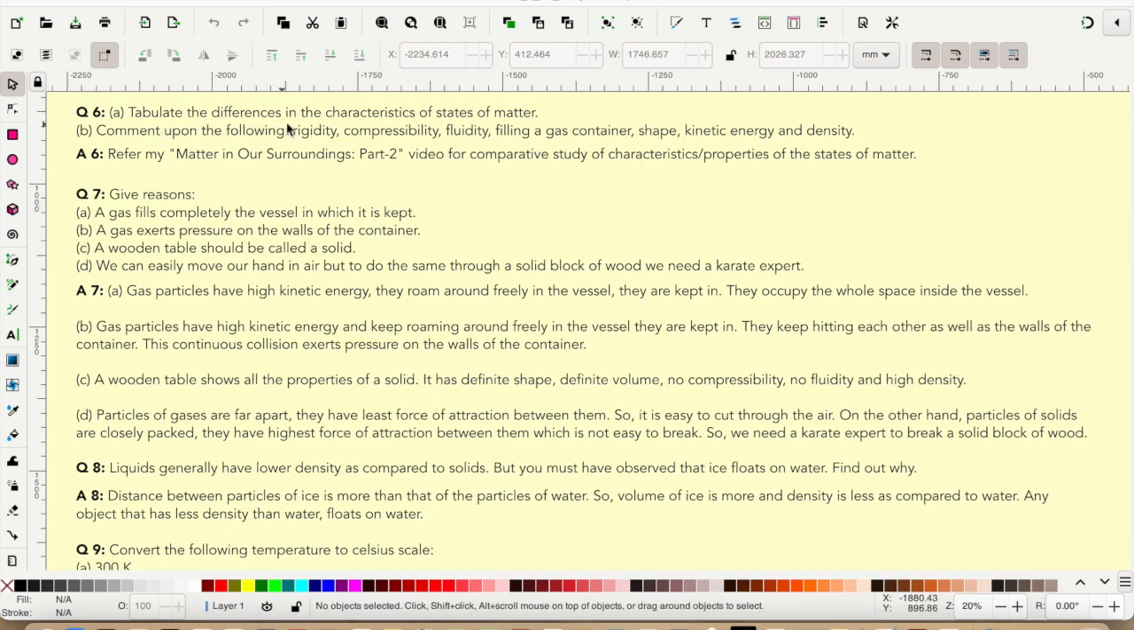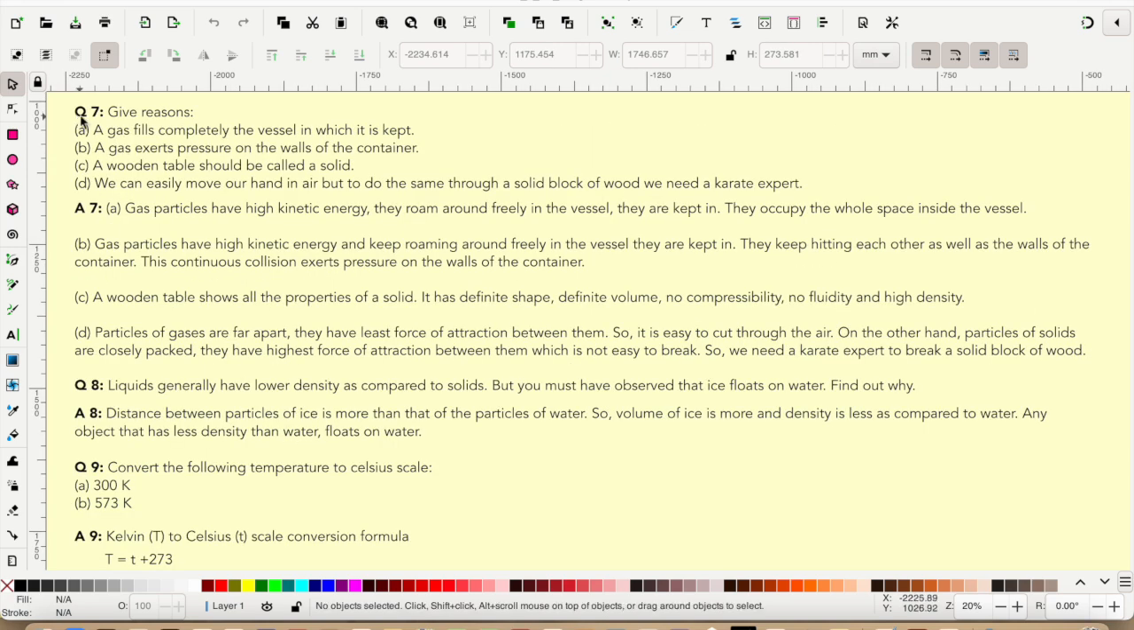Question number 6, part A. Tabulate the differences in the characteristics of states of matter. Part B. Comment upon the following: rigidity, compressibility, fluidity, filling a gas container, shape, kinetic energy, and density. You may refer my previous video titled Matter in Our Surroundings Part 2, where I have explained the characteristics, properties of states of matter.